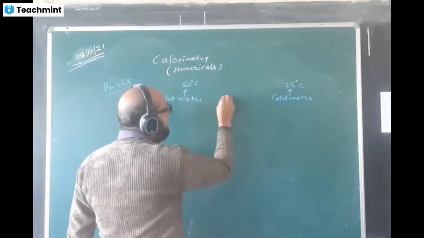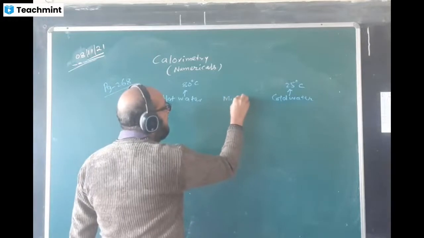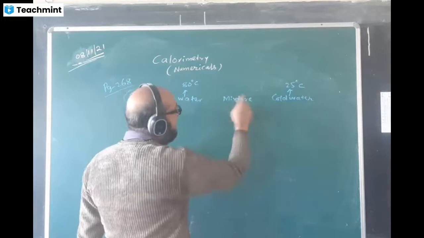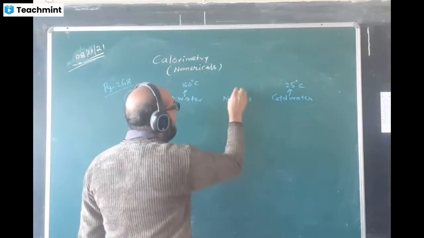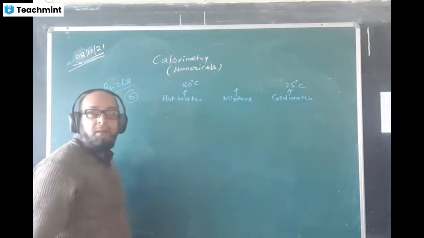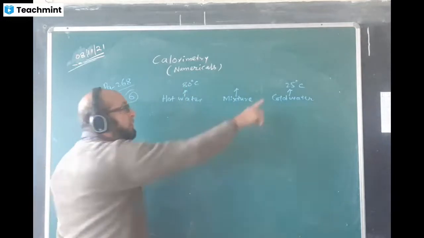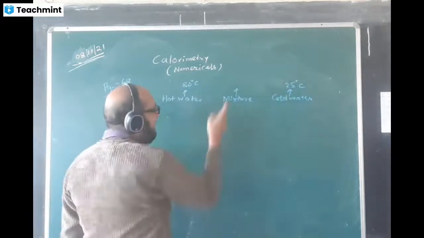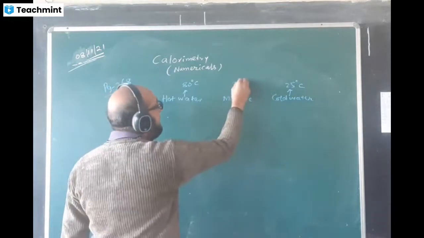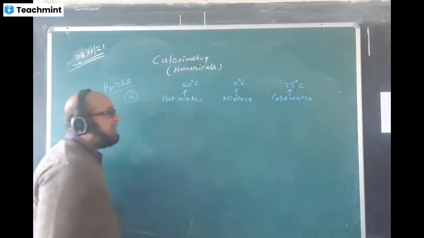And in between we write mixture. Mixture we always keep in between. When you add these, the mixture is formed there. Temperature of the mixture will come in between the two of them. It will be more than 25 but less than 80. The temperature of the mixture we have to find, not given. I take this as X degrees Celsius.